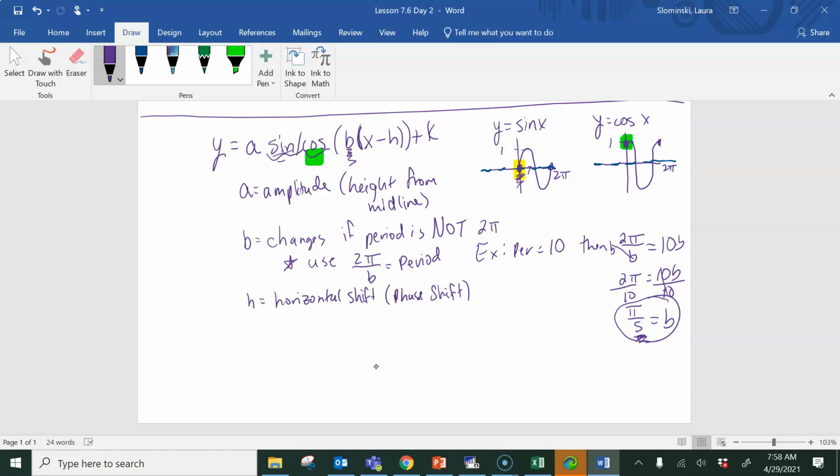The way that Pearson works when they have you type in just what the phase shift is, though, so like if it just asks the phase shift, if it's a negative phase shift, so if it shifts to the left, you would just type it in as a negative, like pi over 2.